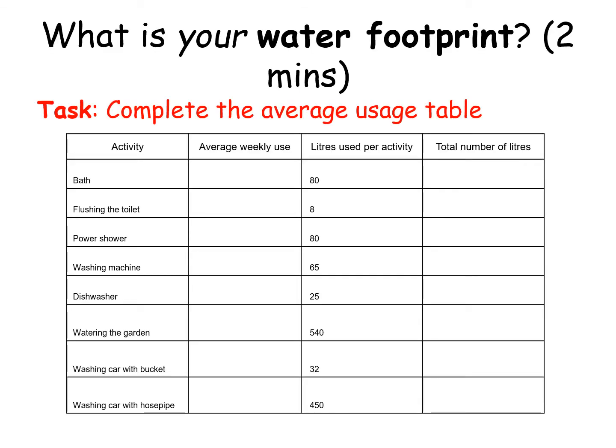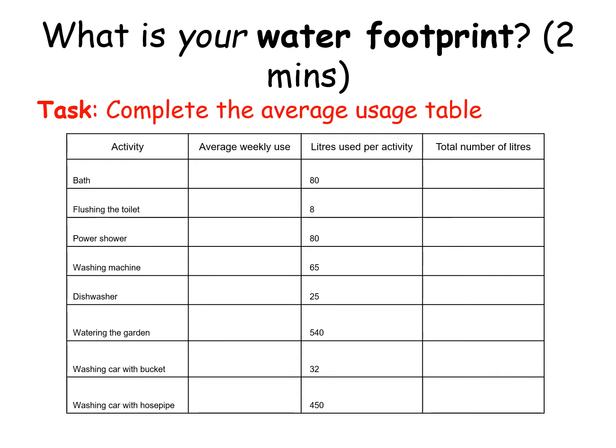Now, I'd like us to start off with you thinking about your water footprint. Just spend a couple of minutes on this, don't spend ages. I'd like you to complete the table to work out how many litres you use per week. So, for example, if you have a bath once a week, you'll put a number 1 in the box that says average weekly use. It's telling you that that will use 80 litres. So in the final column, you would write 80 and go down the list.